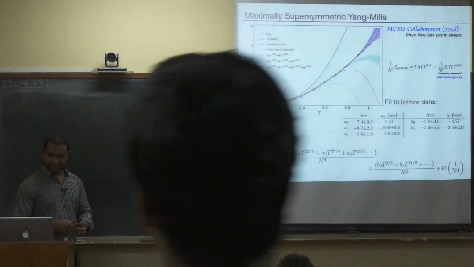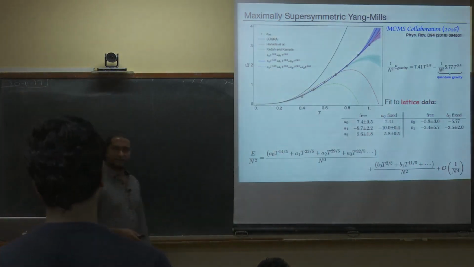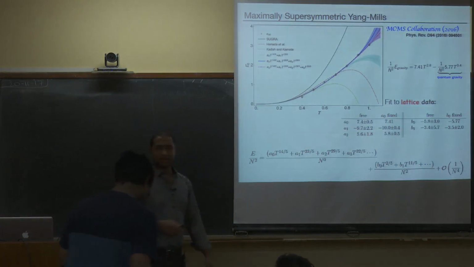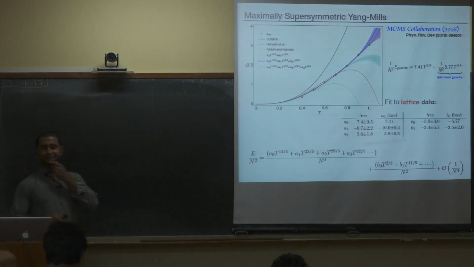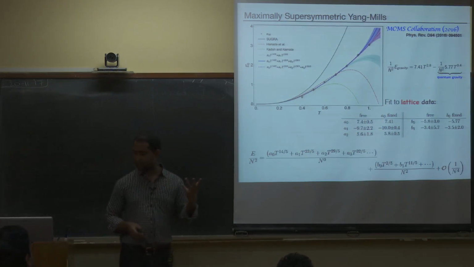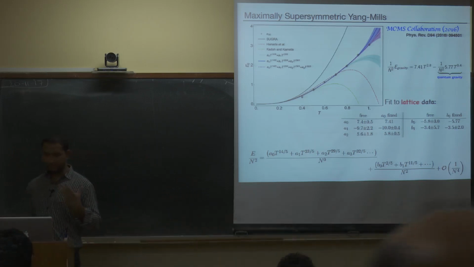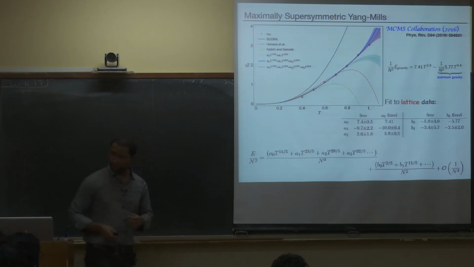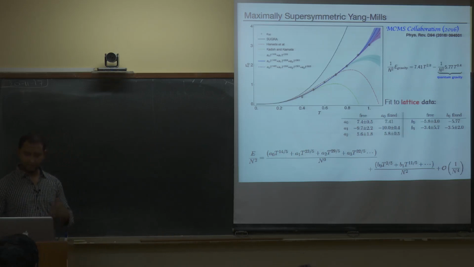This is a plot from Masanori Hanada and others, the MCMC collaboration, Monte Carlo String and M-theory collaboration. They produced some nice results. In this plot, the data points are coming from lattice simulations. Here they are computing the free energy on the lattice.